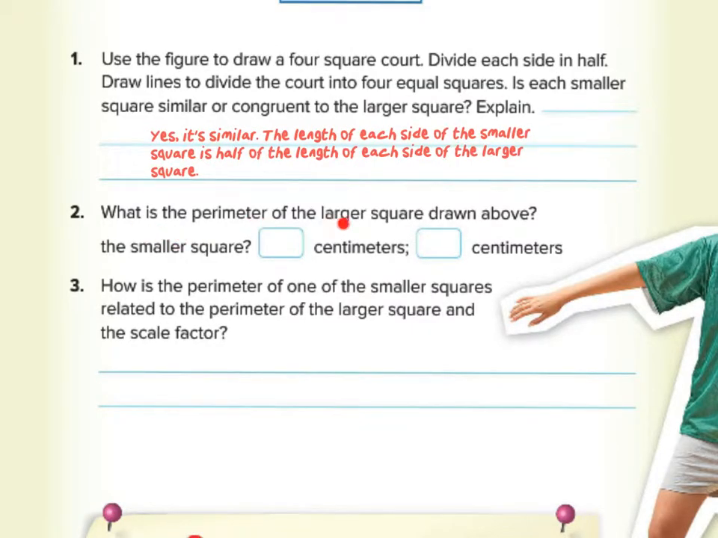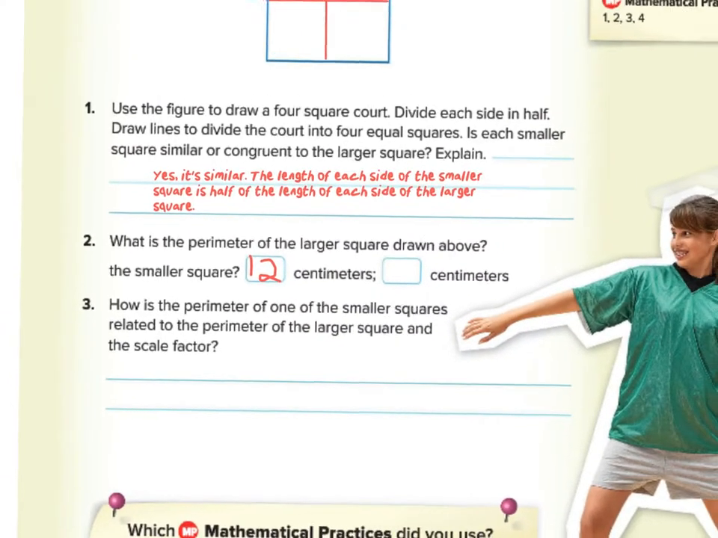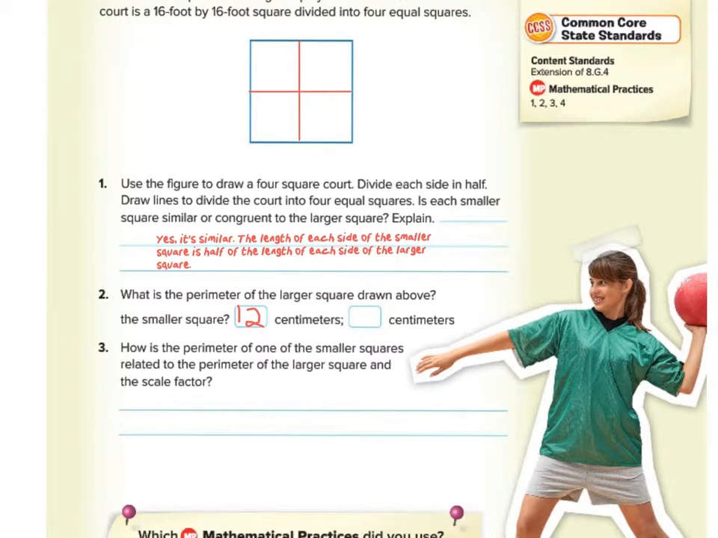What is the perimeter of the larger square drawn above? What is the perimeter of the smaller square? Well, when I measure it on the actual textbook, it's 12 centimeters. Okay, that would mean that the perimeter all around each side is 3. Let me just zoom in here. Because it's the perimeter, that means I have 3, 6, 9, 12, right?